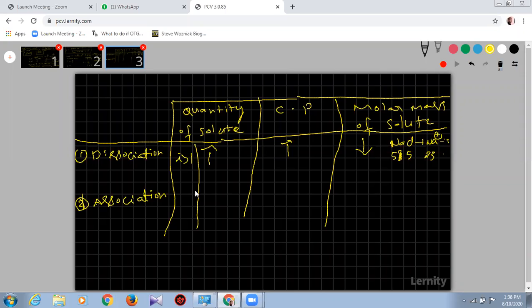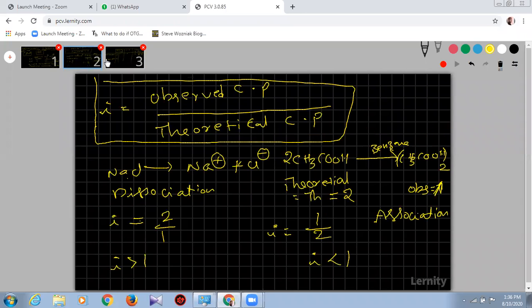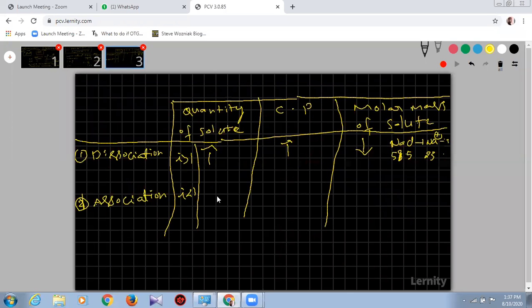In the case of association, i will always be less than 1. In this case, what will happen to the quantity of solute? Two molecules, 2 moles becoming 1 mole. Is it increasing or decreasing? Decreasing. So quantity of solute decreases and the colligative property decreases. These two are directly proportional.